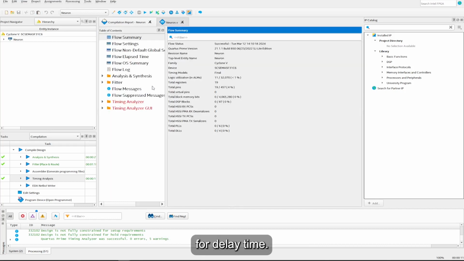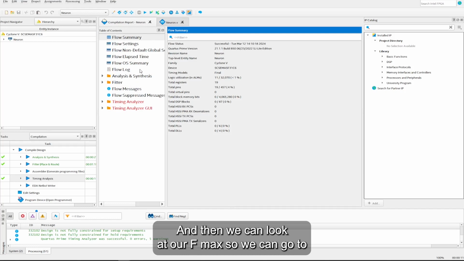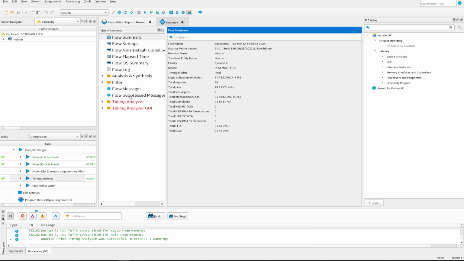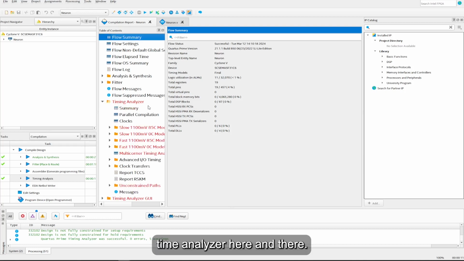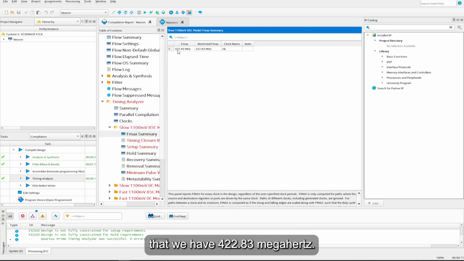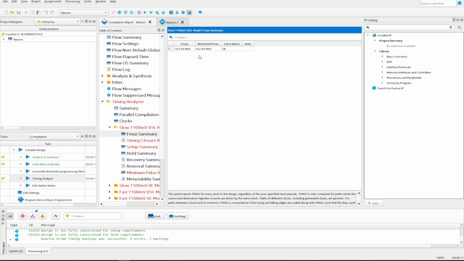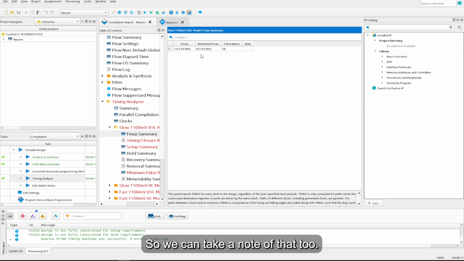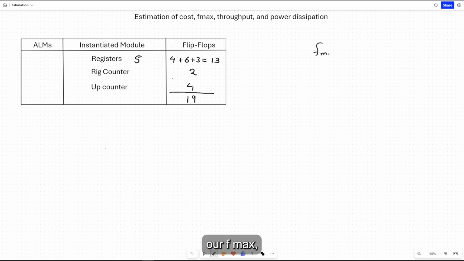for delay time. And then we can look at our fmax. So we can go to timing analyzer here, and then if you go to slow summary, we can see the fmax that we have is 422.83 megahertz. So that is our fmax. So we can take a note of that too. Our fmax is 422.83 megahertz.